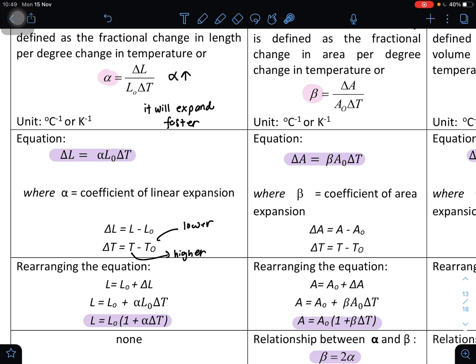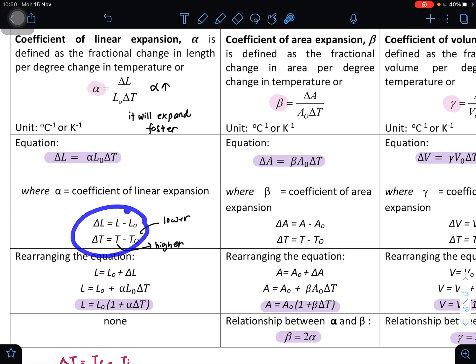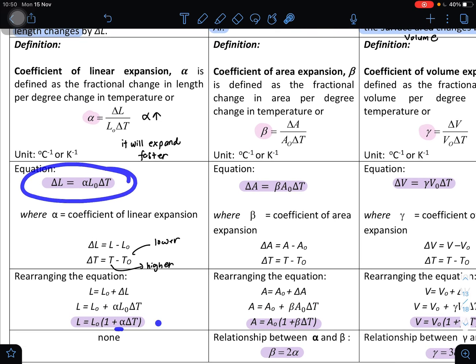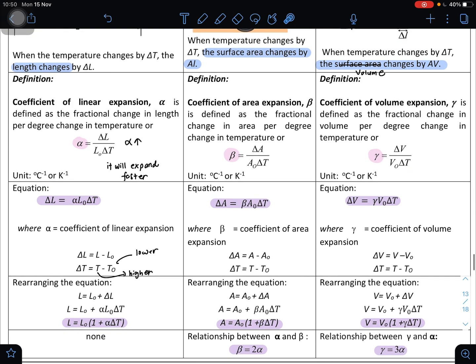It is not the same as in 12.1. In 12.1 the final temperature is lower because heat flows from higher temperature to lower temperature, right? Okay, but in expansion, because when we increase the temperature, obviously it will expand. So final temperature will be higher than the initial temperature. And when we substitute this one into here, we will get this equation. So L is equal to L0 (1 plus alpha delta T). So we either use this equation or this equation, depending on the question.